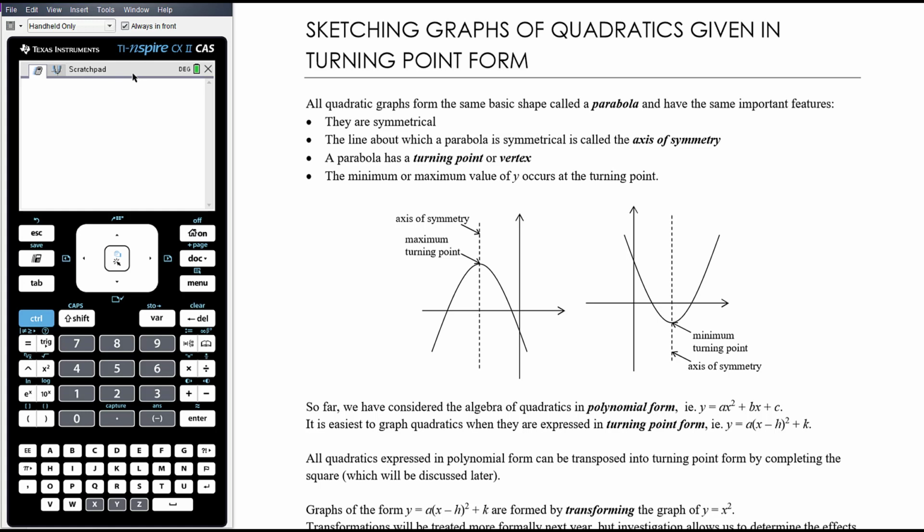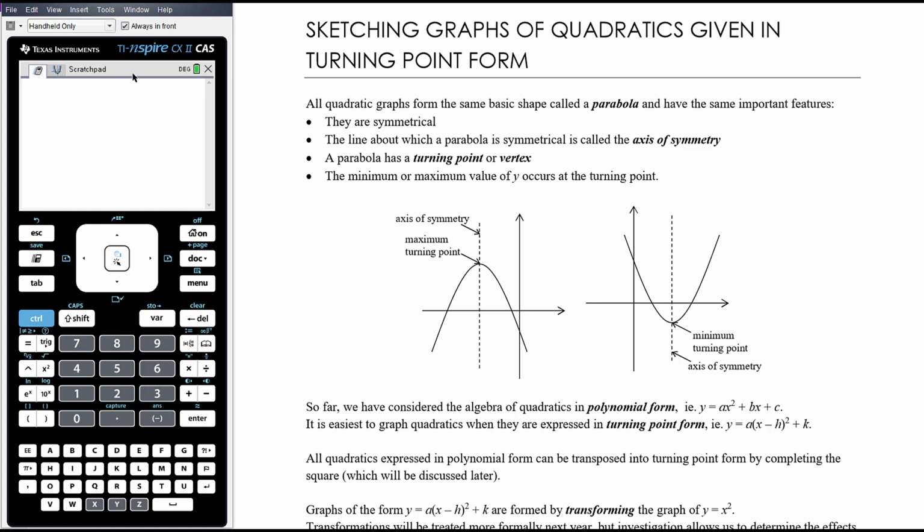Okay, so here we want to have a look at sketching graphs of quadratics given in turning point form. So all quadratic graphs form the same basic shape that's called a parabola. So to be really clear about that, students don't make that distinction. The parabola is the name of the shape, in the same way that that is called a circle and that is called a triangle, that is called a parabola. The equation is a quadratic equation or a quadratic function. Okay, so it's a quadratic function and the shape of that is a parabola.